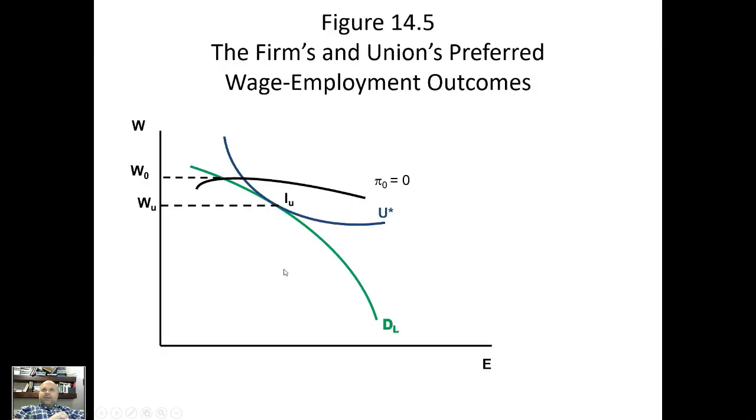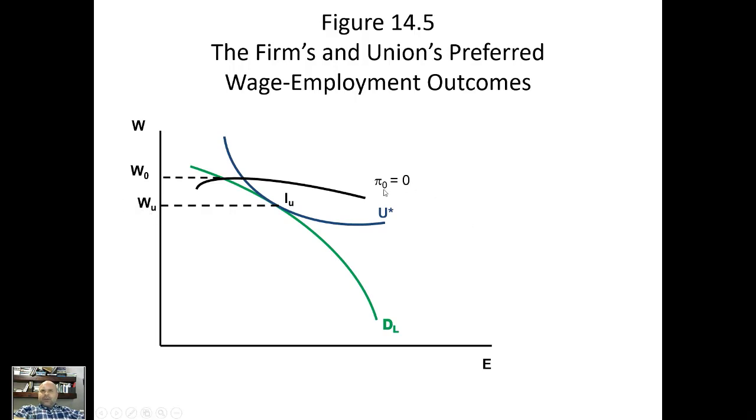Okay, so now let's look at the union, or the firm and the union's preferred wage employment outcome. So we have our union. We know that their optimum point would be where their indifference curve, or iso-utility curve, is tangent to the labor demand curve. And so given the demand for labor curve, this is the wage that the union would want.